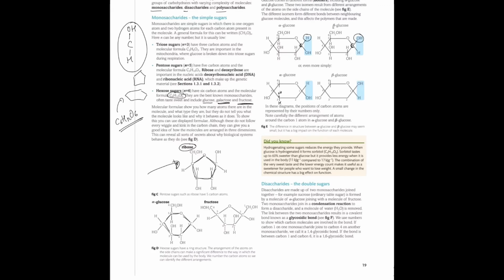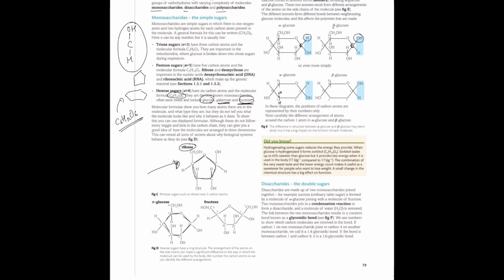Right. Disaccharides, the double sugars. Disaccharides are made up of 2 monosaccharides joined together. For example, sucrose is formed by a molecule of alpha glucose joining with a molecule of fructose. And we know both fructose and glucose are monosaccharides, so 1 plus 1 makes 2. Two monosaccharides join in a condensation reaction to form a disaccharide, and a molecule of water is removed. You will come across condensation reactions in all biological molecules.